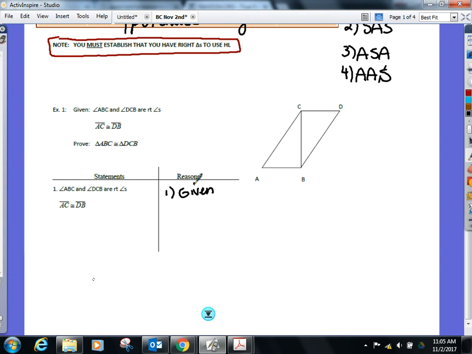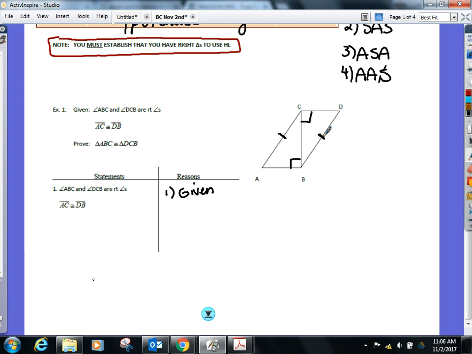So ABC is a right angle. DCB is a right angle. Go ahead, mark those on your diagram right now as right angles, please. ABC and DCB. So we have a right angle here and a right angle here. And then AC is congruent to DB. Everyone agrees I have right triangles?